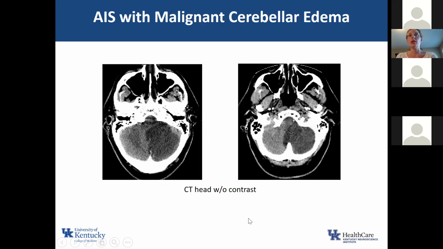Now, these are what really scares me the most, these posterior circulation strokes. So this is in the left cerebellum. Quite a large area of infarction there, and what worries us the most is compression on the brain stem. So for these patients, this can be an emergency.